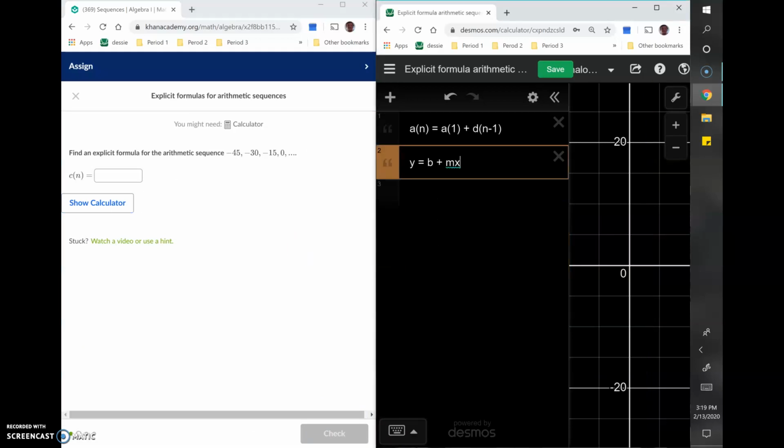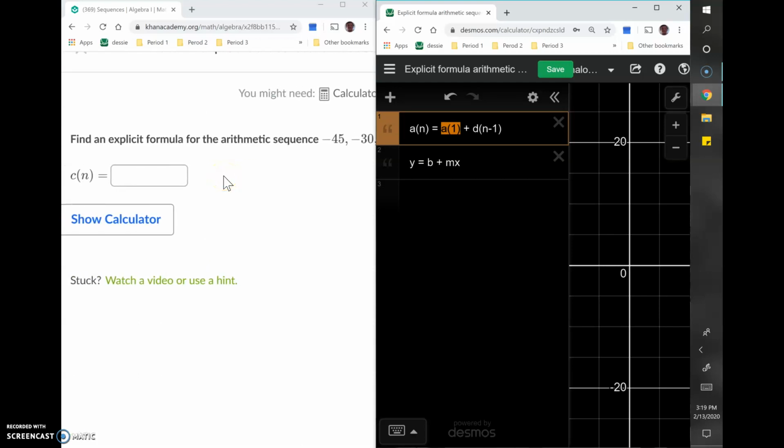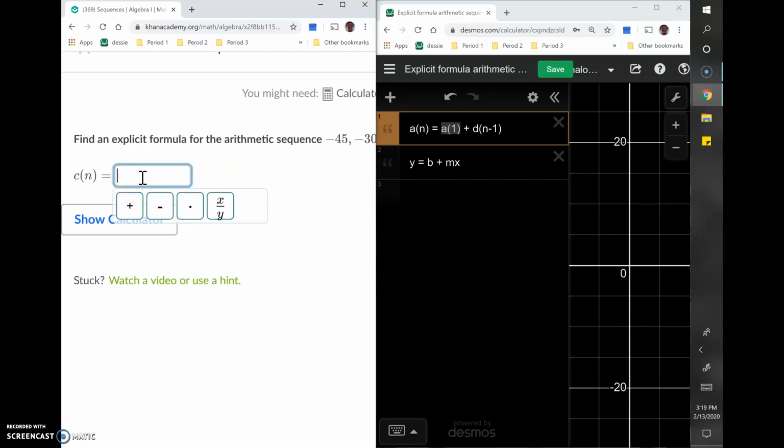Okay, this style question. Find the explicit formula for the arithmetic sequence. So this one we're actually building, and we've got the C of n part right there. And so that's kind of like the A of n part. So we need to figure out what the first term is. So the first term is obviously the first number that we see, which is negative 45. So we know that negative 45 is the first number in the sequence.